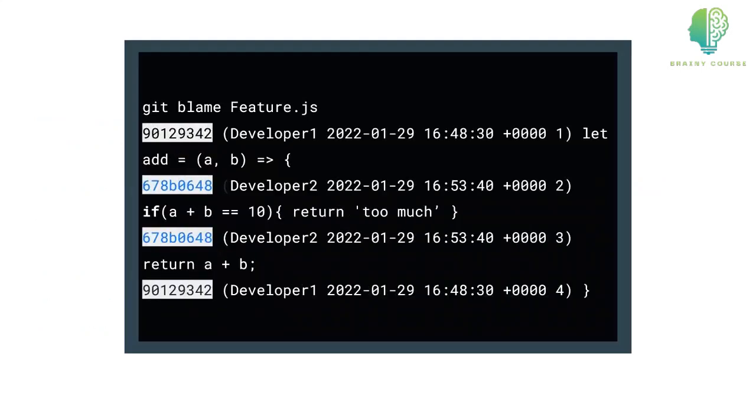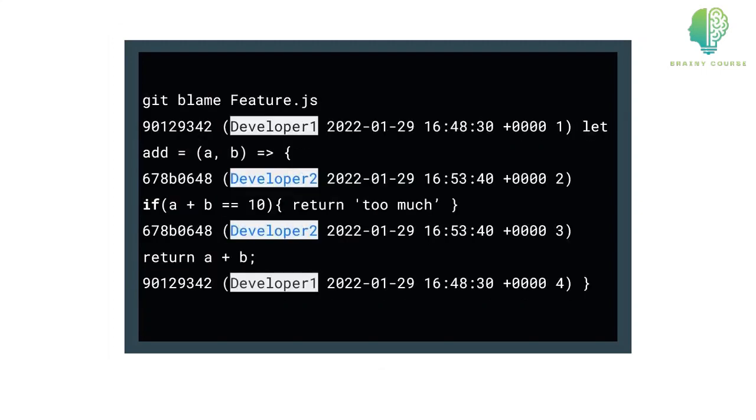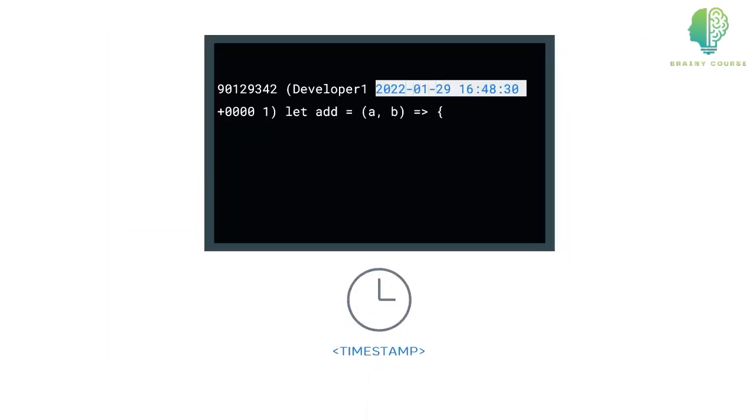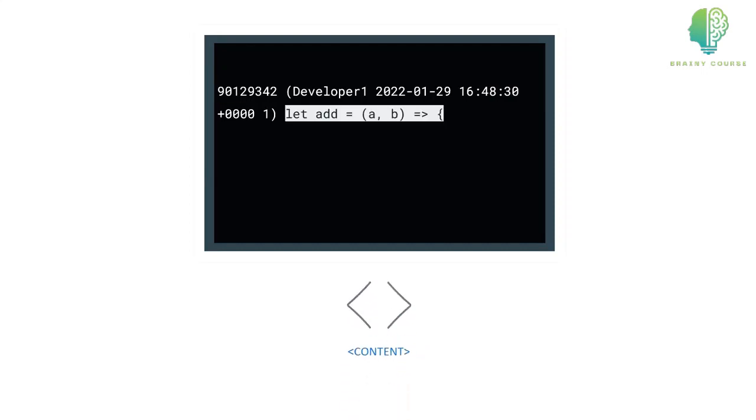The same ID might appear in several lines. This happens when a single commit has been made by the same developer. The author is the person who created the commit. The timestamp is the date and time when the changes were committed. Line number represents the location in the file or the exact line where the changes were made. The content is the code that was added to the file.